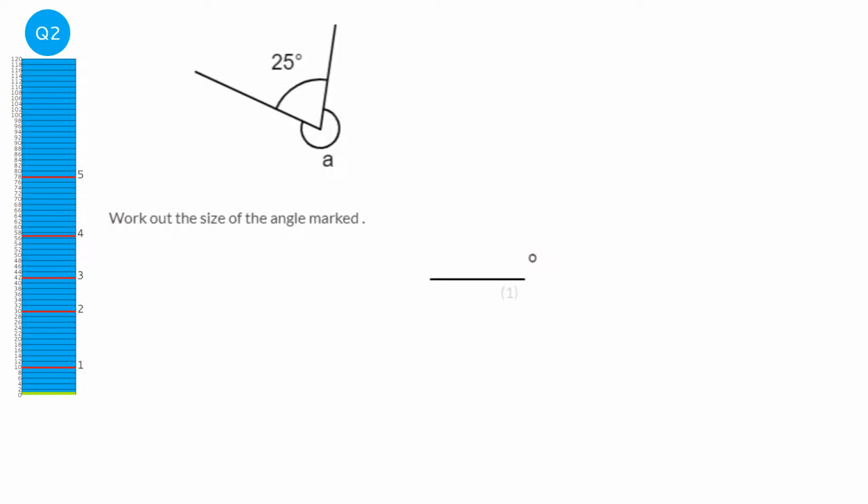All angles around a point add up to 360 degrees. So we've got this angle here, which is 25 degrees, and this angle here, which is currently unknown. To find out what A is, we take away that 25 from 360. When you do that, you get 335 degrees, which is our answer. You'll often need to write down the reason, which is angles around a point add up to 360 degrees.